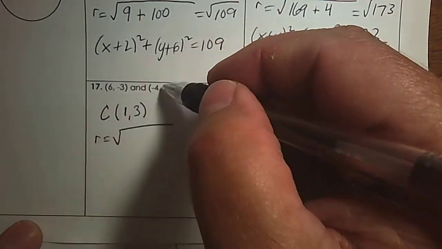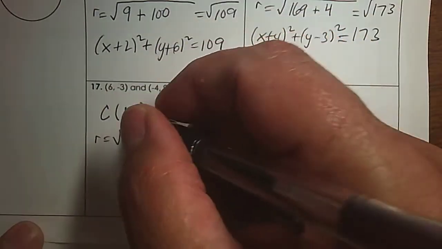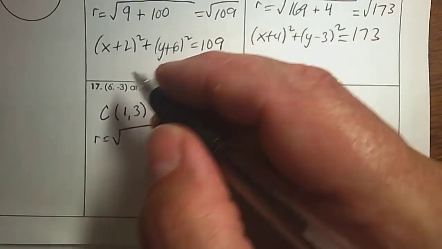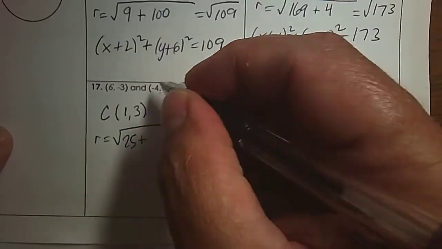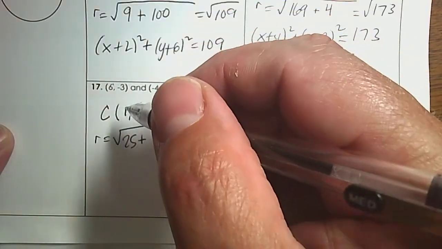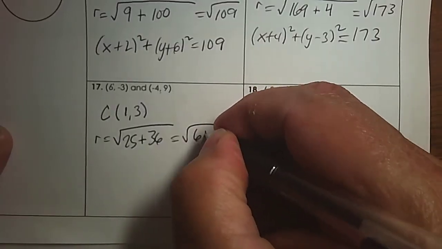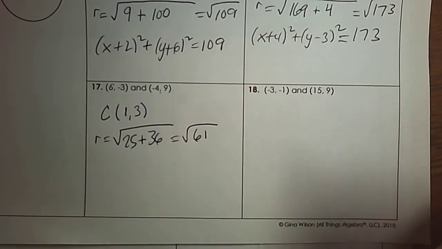So I'm going to take the smaller values here and subtract. Either point will give you the same answer. 1 take away 6 is negative 5 and square it. That's 25. 3 subtract negative 3. That's 6. And squared is 36. And then add them together, and it's the square root of 61.